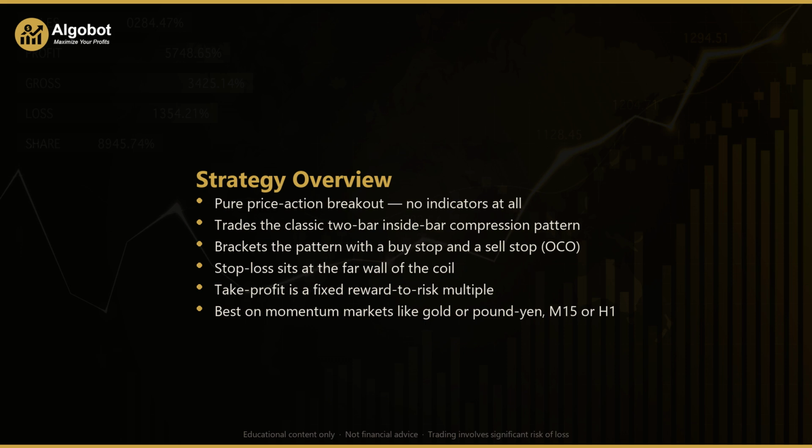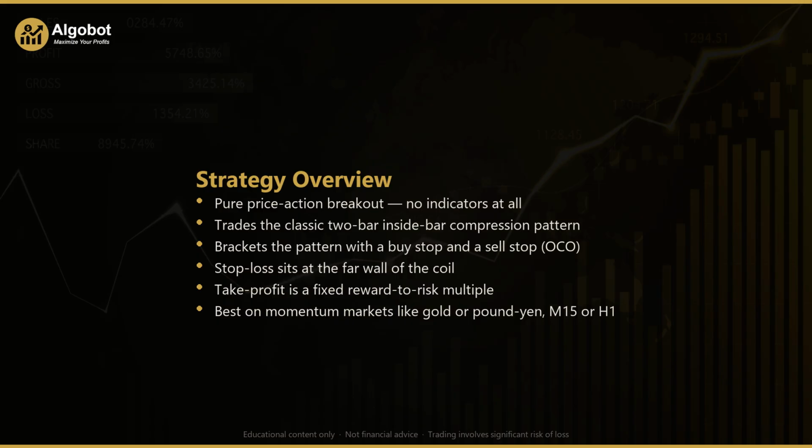conviction in one direction. The second bar, the inside bar, must sit completely inside the mother bar, with a higher low and a lower high, and it must be tight and narrow. Together, these two candles paint a clear picture, a powerful thrust, followed by a quiet, coiled pause. That pause is energy being stored, and it can release in either direction.